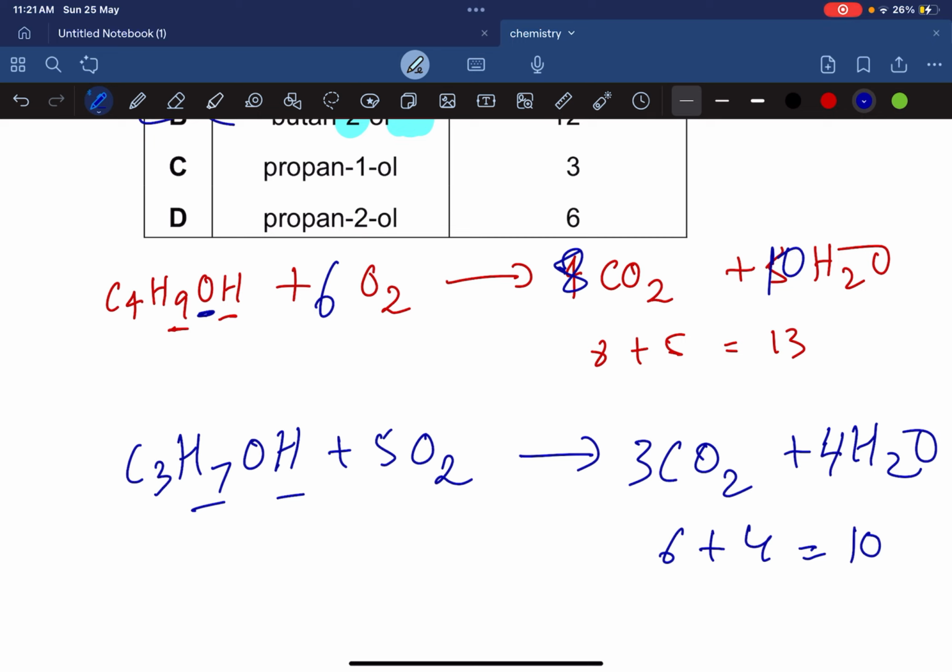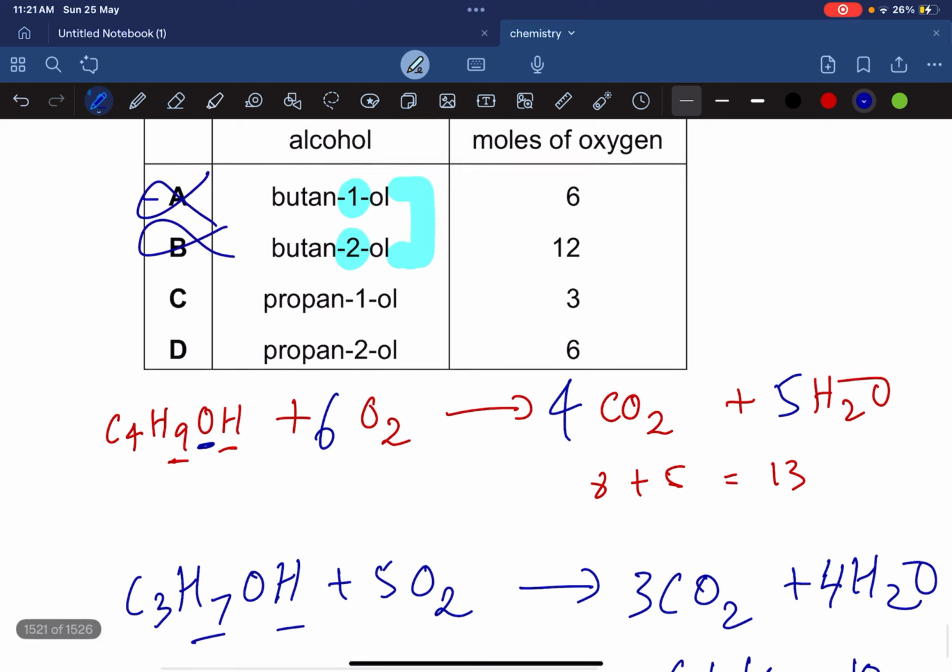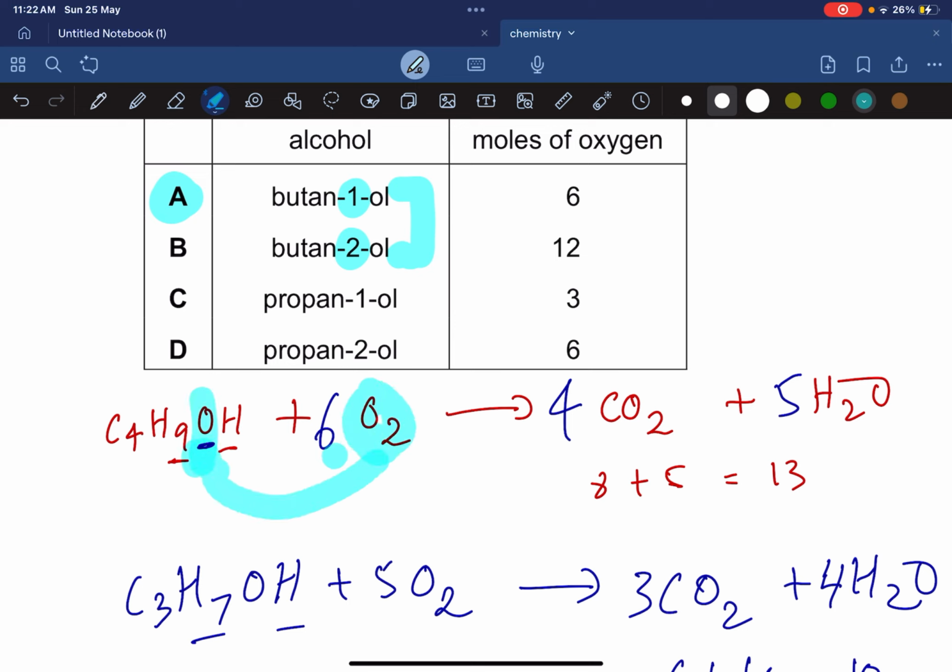I'm sorry for this. 4 over here and a 10, so 5. So we're done with it. Okay, here we needed only 6. So option A is correct. I'm so sorry for this. Option A is going to be correct. I just missed out this oxygen over here. That's very important. Don't miss it out, because with this oxygen you have this oxygen as well. So option A is going to be correct.